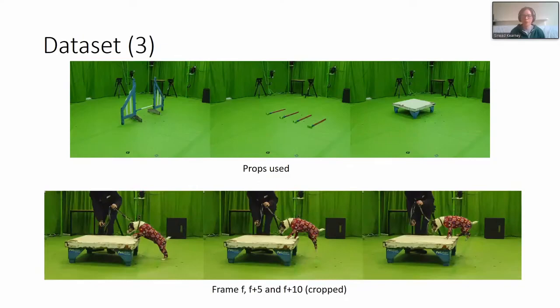And some more example images from the data set. We had to use various props in order to be able to record different motions from the dogs, things such as a small table or jump poles. And on the bottom is just an example of 5 frames apart of a dog jumping up onto a table. That's the sort of images that we were recording.